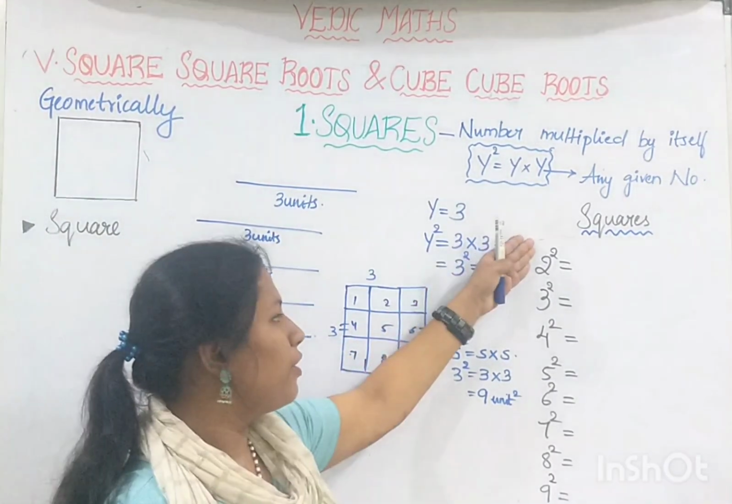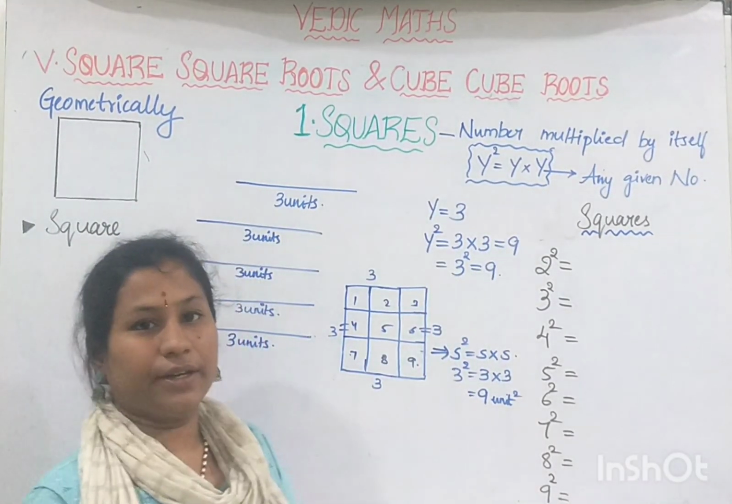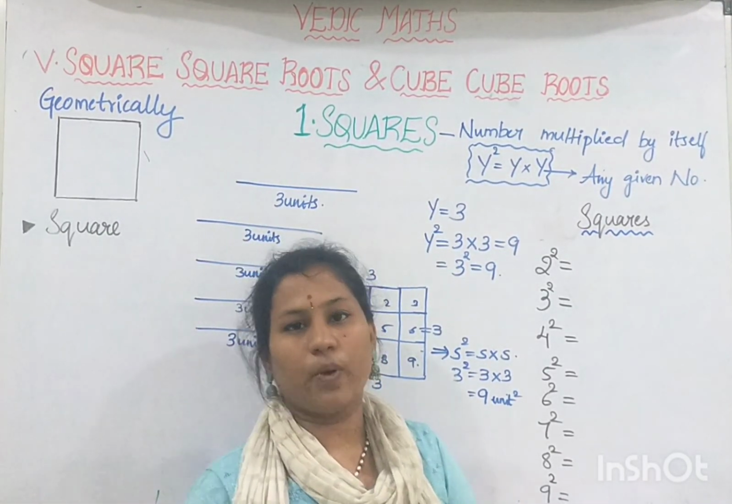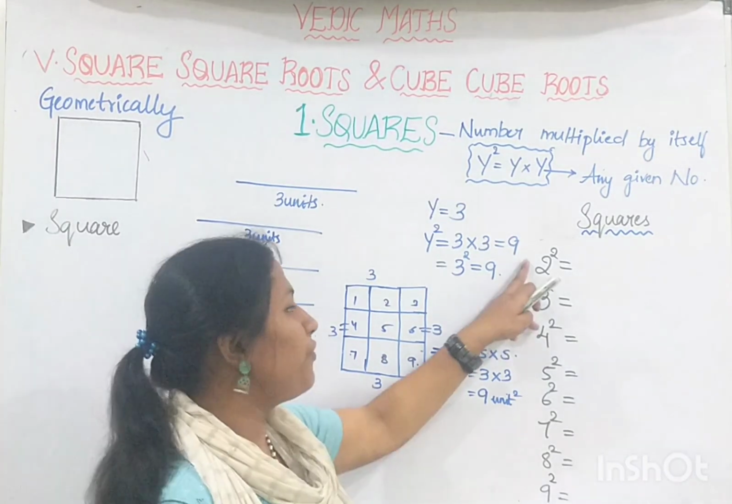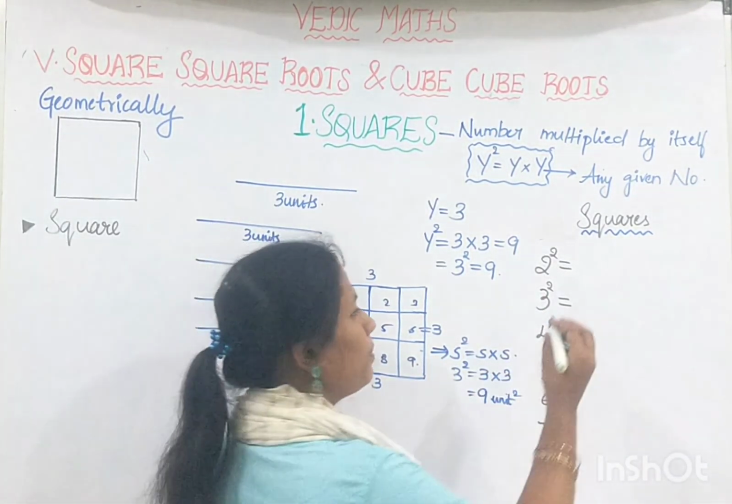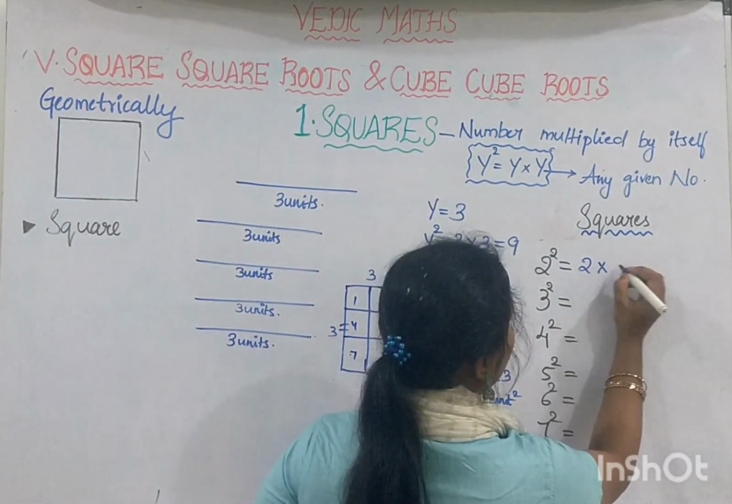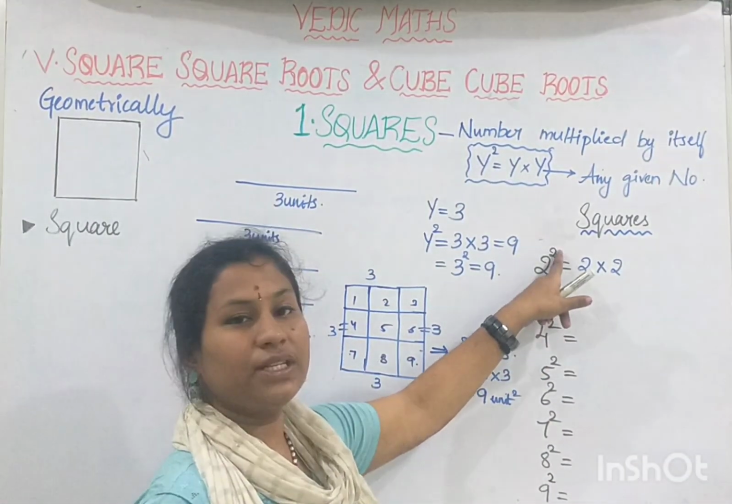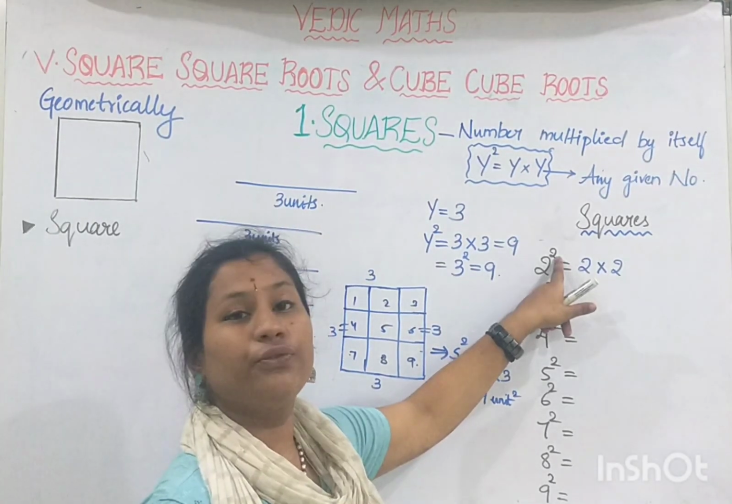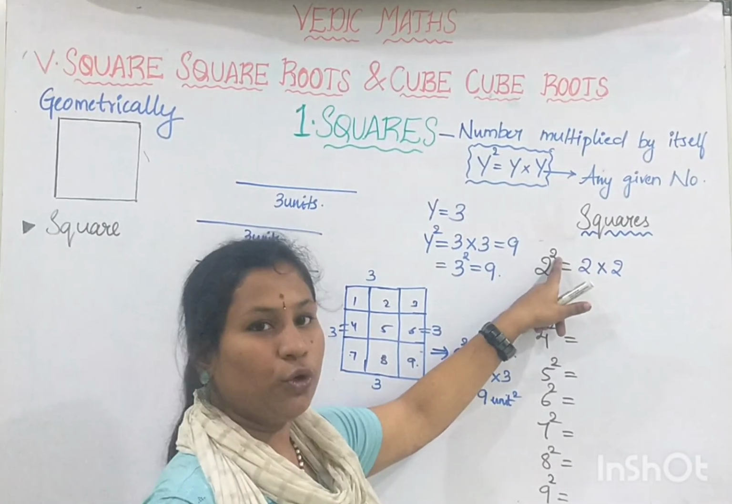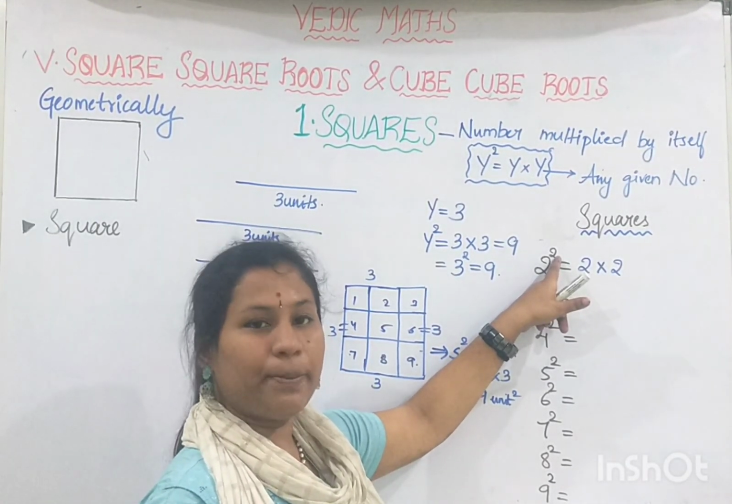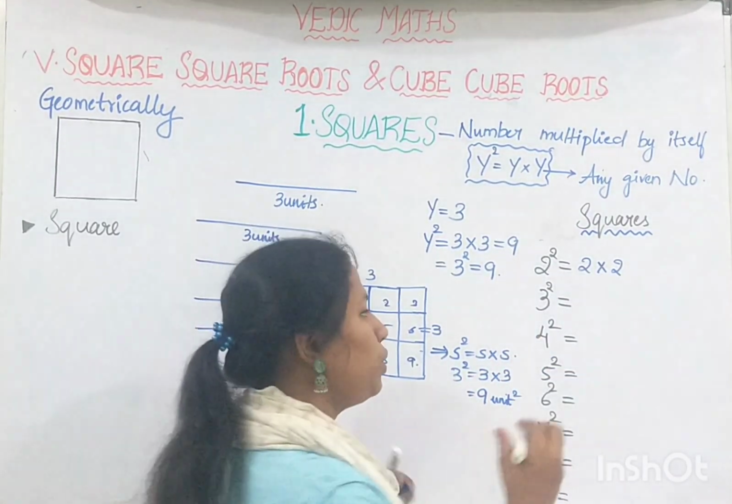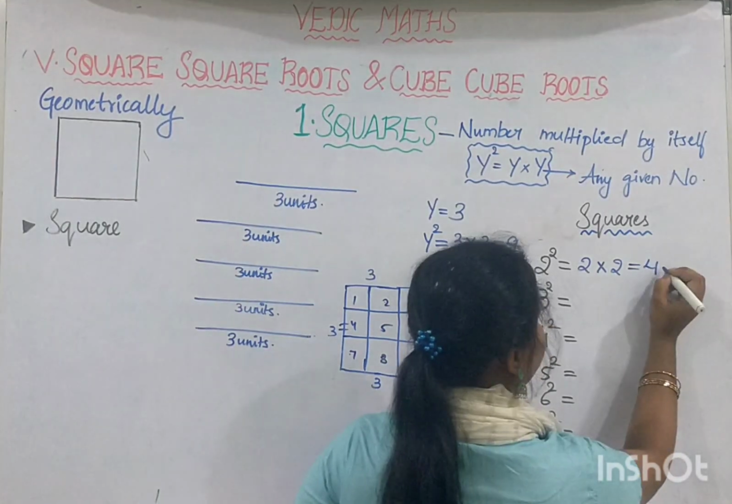Now let's see the numbers from 1 to 10. We already know what 1 square is. 1 square means 1 into 1, it's 1. Now let's start from 2 square. 2 square means we have to multiply 2 by itself 2 times, because 2 square means 2 to the power of 2. As it is the power of 2, we have to multiply the given number by itself 2 times. So 2 into 2 is 4.